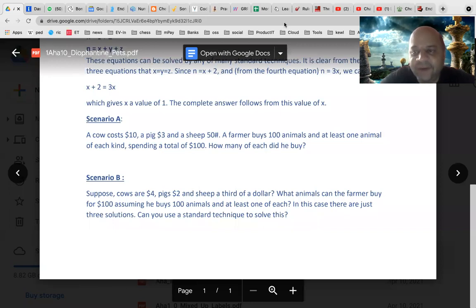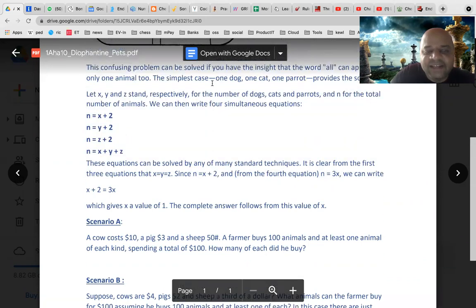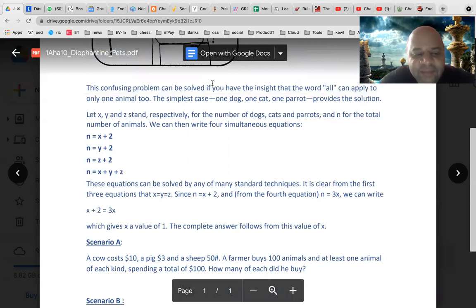Okay. Yeah, we are going over the puzzles from last week's session, right? There are many ways that you can solve them, but what we looked at is a systematic way which can solve any such problem if you use the equations. Starting with that pets problem: n is equal to x plus 2, n is equal to y plus 2, n is equal to z plus 2, and n is also equal to x plus y plus z. From that we derived that x is equal to 1, y is equal to 1, z is equal to 1. So that is the approach. See, more than the actual solution, what is important is the approach.